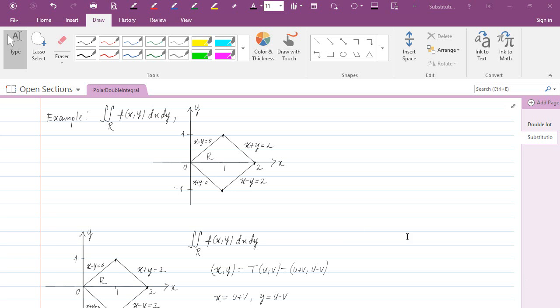Welcome back. Let's do an example. Let's say we have this double integral of some function f of xy over the plane region R, where R is this region with four sides here, and the equation for each of these sides is given.